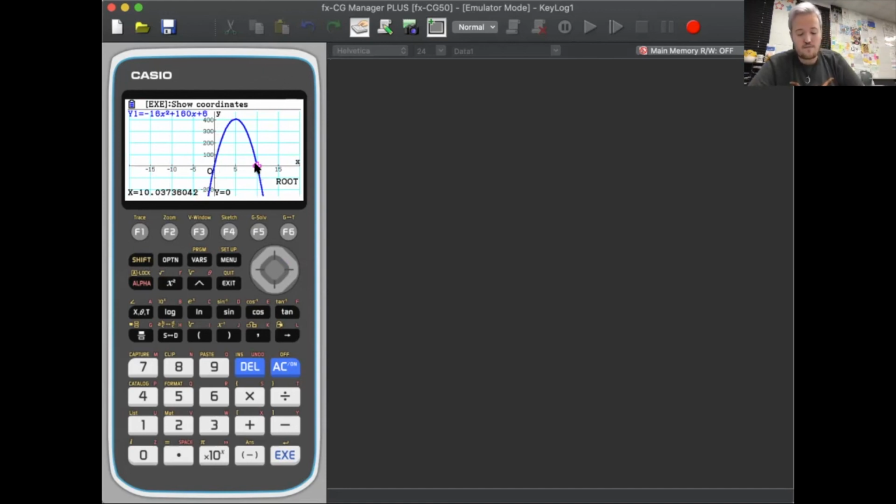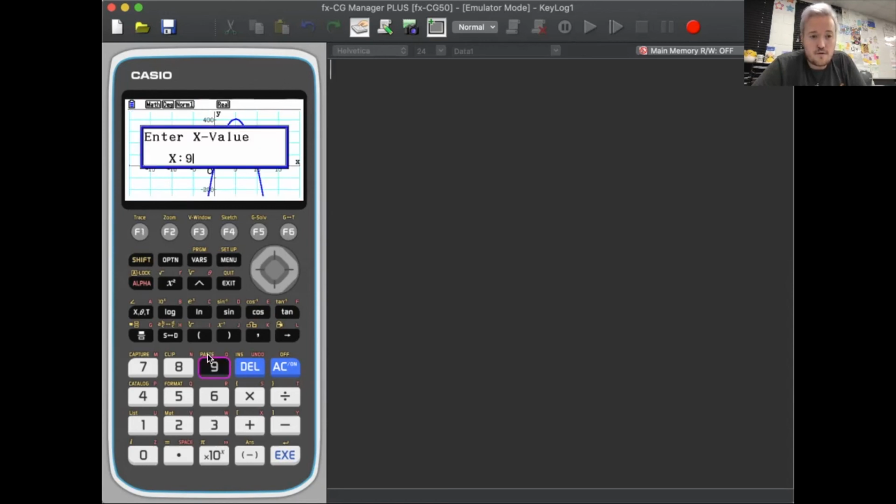Now we want to find what the height of the boulder is going to be after 9 seconds. I want to find the height after 9 seconds, so I want to calculate the y value. After 9 seconds, there's your height, it's 150. So that also works. And then we're going to use the same idea.